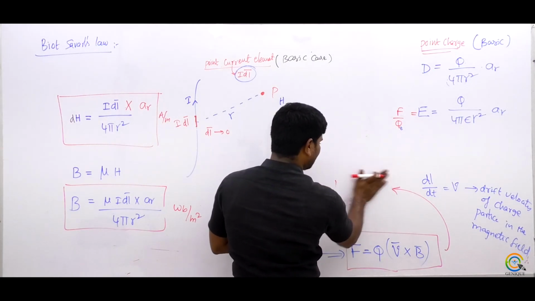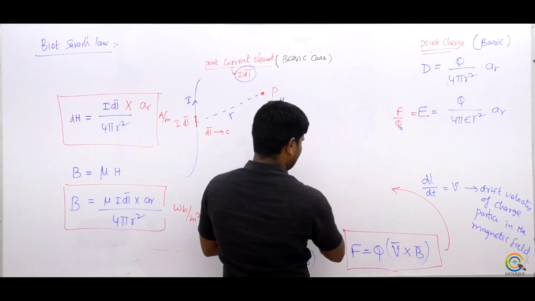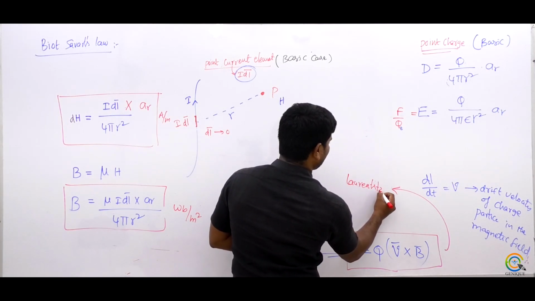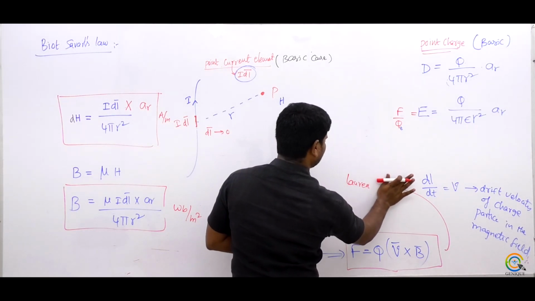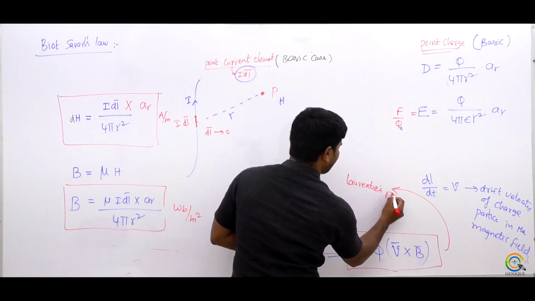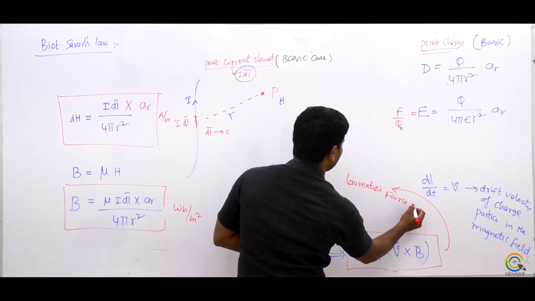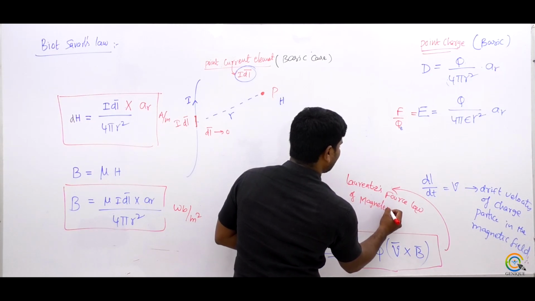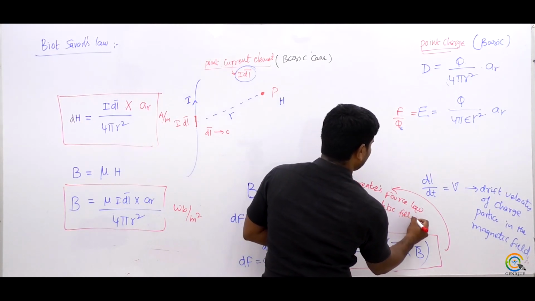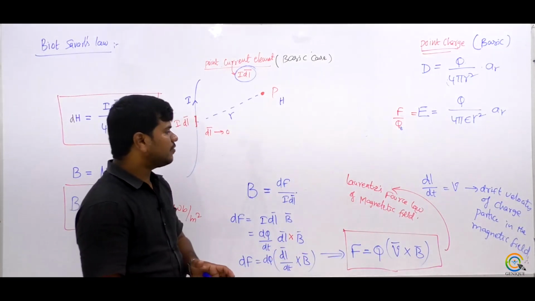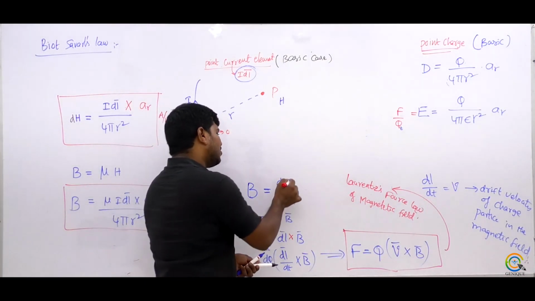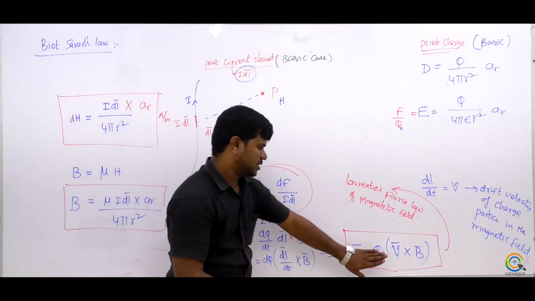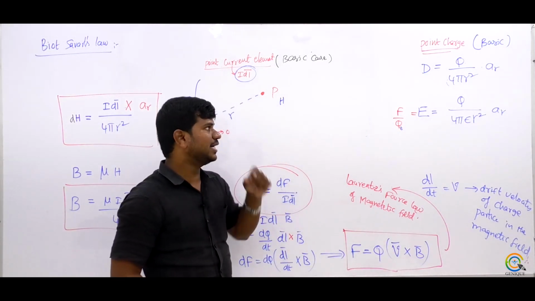This is called the Lorentz force law of magnetic fields. He equated the magnetic flux density with this. It is the force equation from the Lorentz law for the magnetic fields.